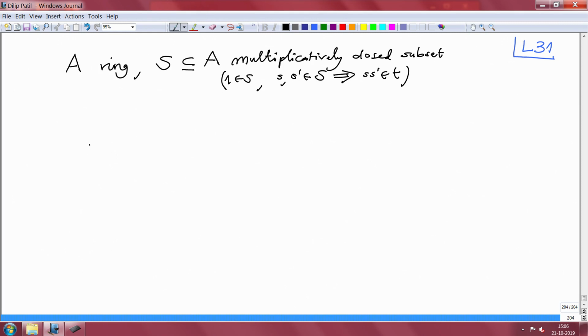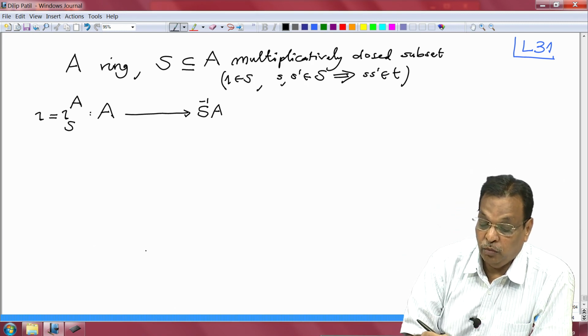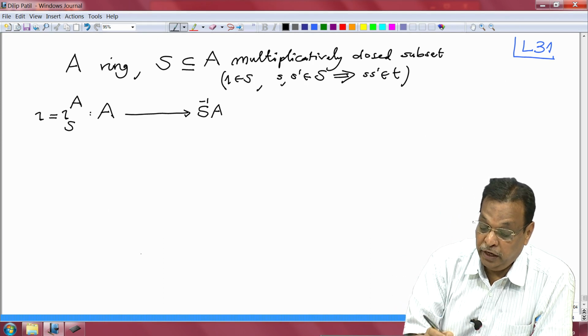And then using this multiplicatively closed set, we have constructed a new ring S inverse A, called the ring of fractions of A, where elements of S have now become invertible elements. We also constructed a ring homomorphism from A to S inverse A, denoted by iota suffix S upper A, but I am going to abbreviate this to iota, whenever S and A are fixed.